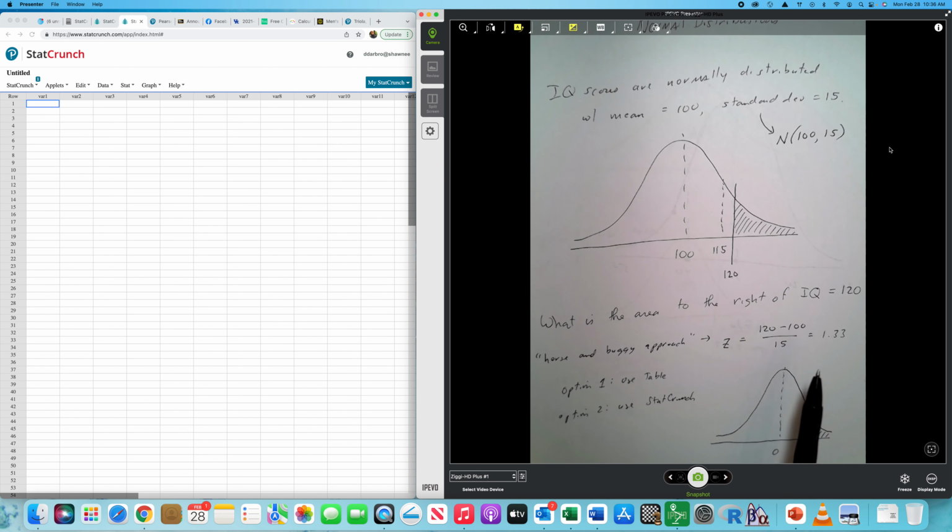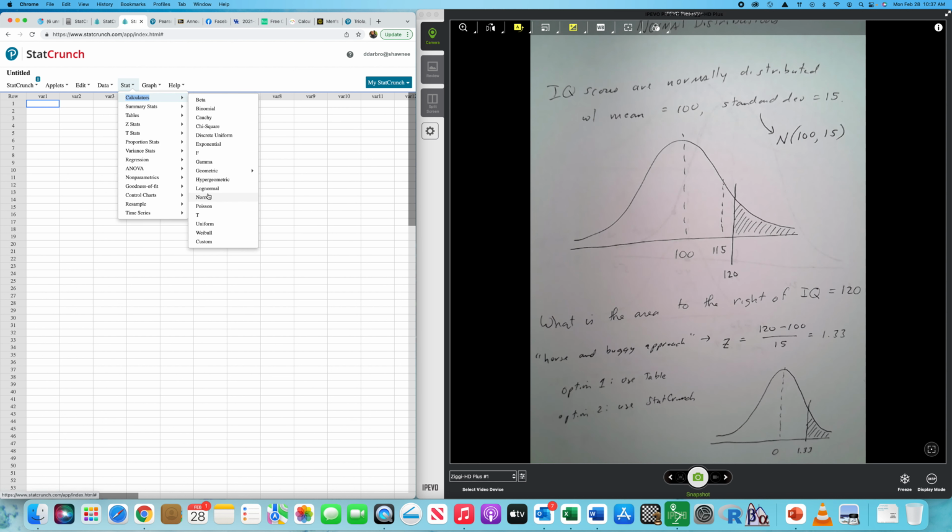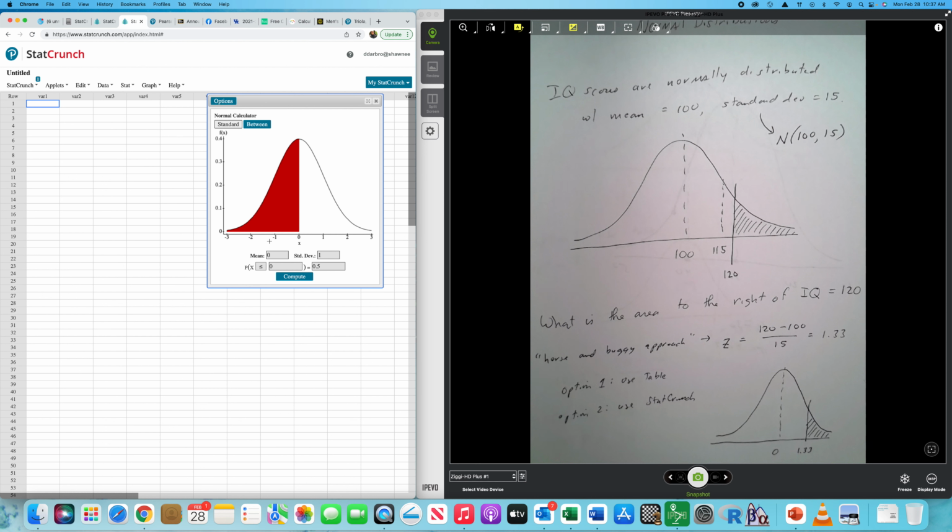So we create a z-score of 120 minus 100 divided by 15, we get a z-score of 1.33. From the previous video, we know that z-scores have a mean of 0, standard deviation of 1. So I could put 1.33 in my calculator, as I've demonstrated previously. Mean 0, standard deviation 1, I need above 1.33. And I get an answer of 0.0092. Now remember that.